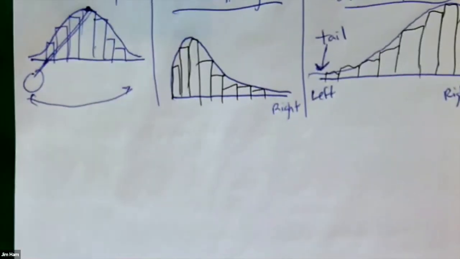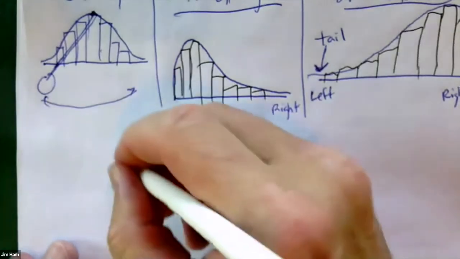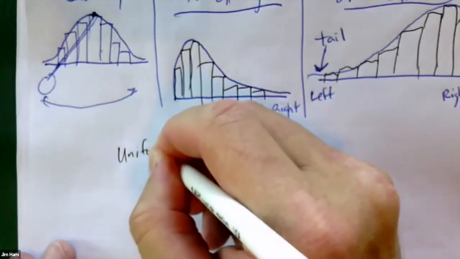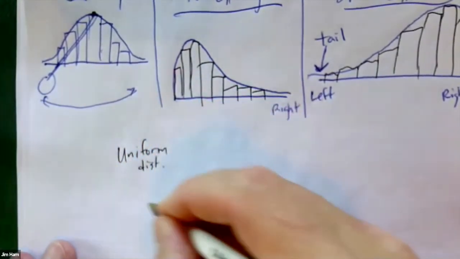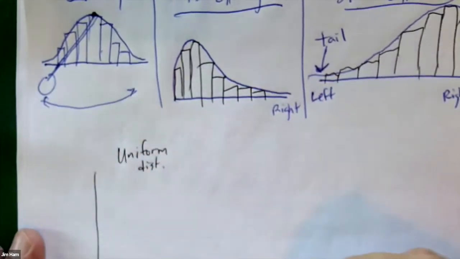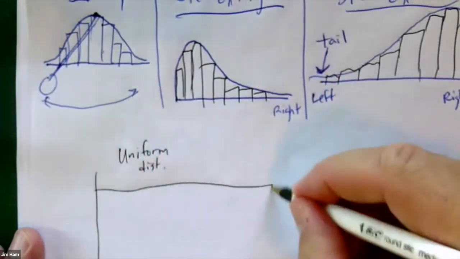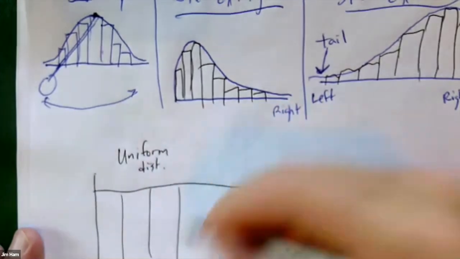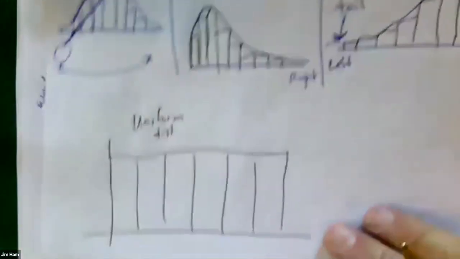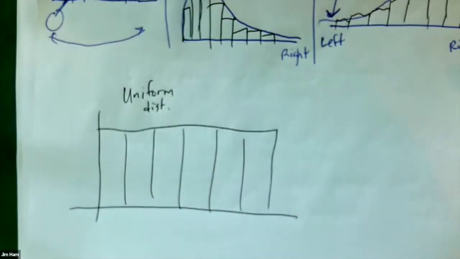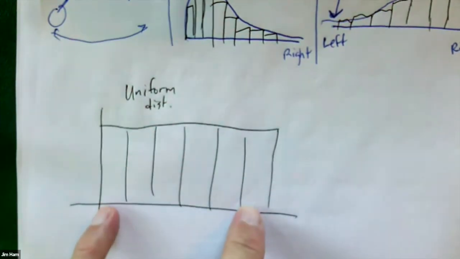A couple more graphs would be a uniform distribution. In that graph, all of the bar heights are about the same. Think about rolling a die, and you counted up the number of ones and twos and threes and fours. All of those numbers will come with about the same frequency. And so uniform, where all the bars are the same height.